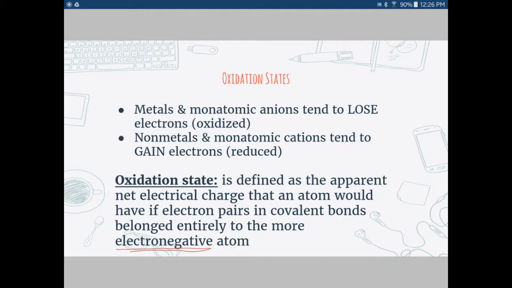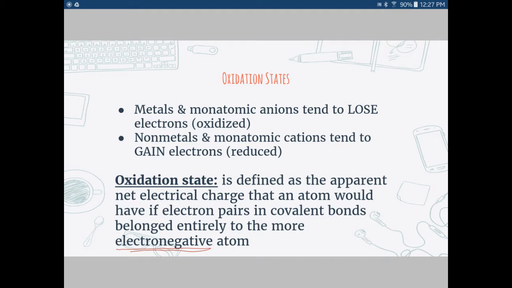If we picture a covalent bond or a compound that's sharing electrons, there's generally one component that is more electronegative. When we talk about electronegativity, we talk about how electrons migrate towards that more electronegative atom. When we talk about oxidation state, instead of the electrons simply migrating towards the more electronegative atom, we're saying that those electrons belong to the more electronegative atom.